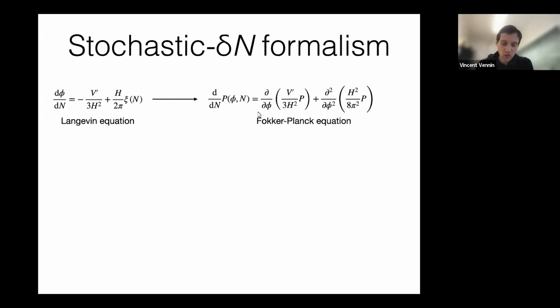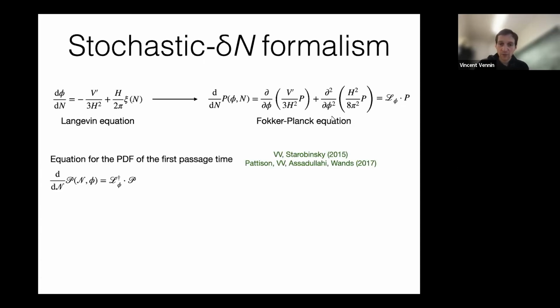And from this Langevin equation, you can infer what is called the Fokker-Planck equation, which is equivalent to the Langevin equation, and which tells you how the distribution function of the field value evolves. So you start your process at a certain initial value for phi, and then you ask the question after N e-folds, where is phi? And the answer is, well, it's given by a certain distribution function, which is this P of phi and N. And this P of phi and N obeys this equation. dP over dN equals a certain differential operator, which we call the Fokker-Planck operator, acting on the distribution itself.